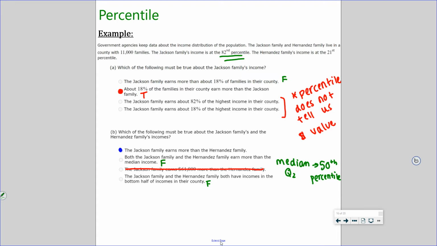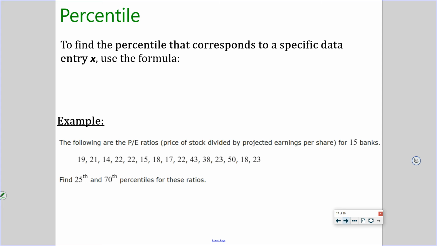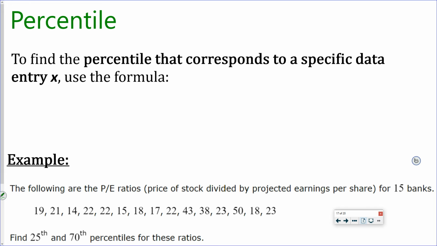Okay, so you might be asked a couple different types of questions. You might be asked, what's the percentile of this specific data entry? Like, if I gave you a list here, what's the percentile of 34 or something like that? Or they might ask you to find the actual 70th percentile. So I'm going to give you two different formulas here. Hopefully they make sense, and once you do a couple examples, you'll be able to decipher between the two.